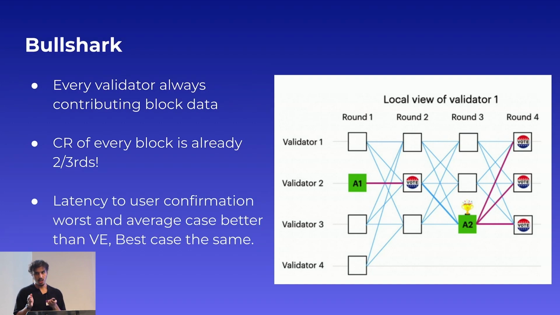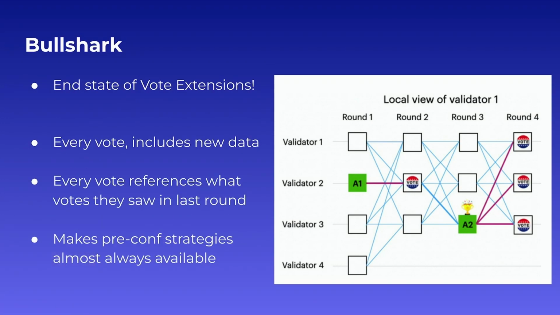And something I haven't talked about is kind of the data pipeline for when opportunities are available, when is our vote extension available. But Bullshark's kind of already achieving this optimal thing. So I imagine this is the end state of vote extensions. After we iterate a couple more times, as we need lower and lower latency, we'll get to here.